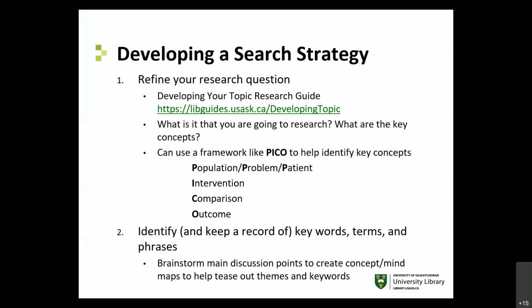You can look even at, heaven forbid, Wikipedia, and it might give you some hints as to some of the key terms that you might be looking for, or some synonyms for some terms that you're thinking of. So it's good to do that background searching, because you want to understand the basics of your topic before you start looking for more in-depth literature on that topic.